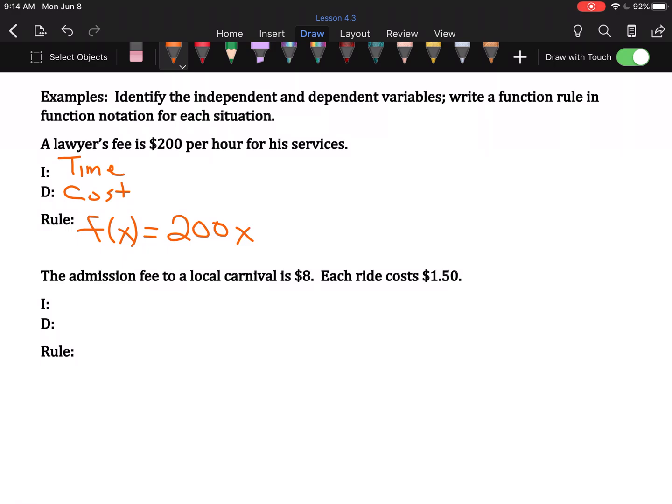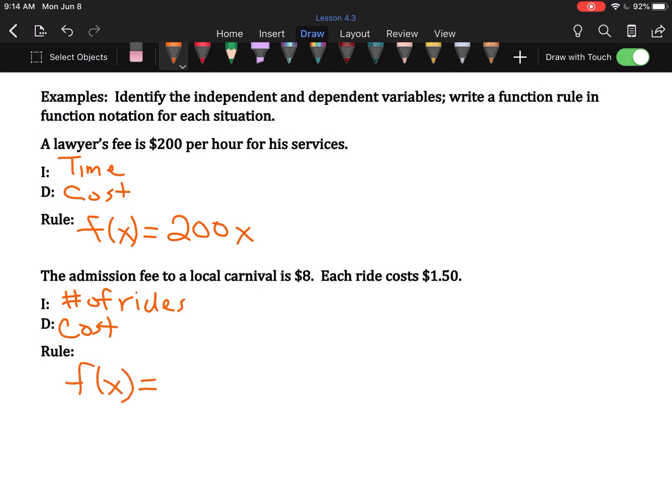Next is a bit more of a complex example. The admission fee to a local carnival is $8, and each ride costs $1.50. Now, I see money, so cost is dependent. What is cost dependent upon? Here, it's the number of rides. The more rides you get on, the more money you got to spend. So a rule, what would this look like? So f of x equals.